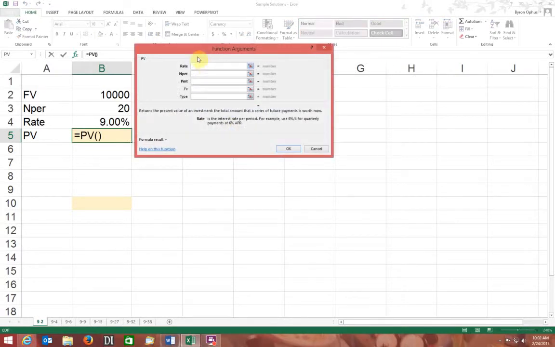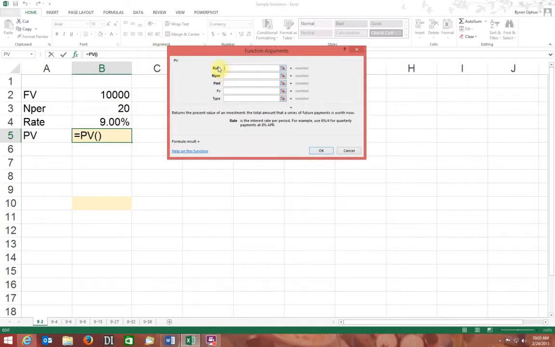Okay, then it brings up this one. And again, I wish I could make this bigger. It's probably a little tough to see on the screen, but it says rate, number of periods, payment, which we don't have a payment, future value, and then type. And so let's go through these, and here's how I input the stuff. You can actually, you know, I could put in, if my rate, I say it's 9%, so I could put in 0.09. You could do that, and that's fine. I like to do it this way.